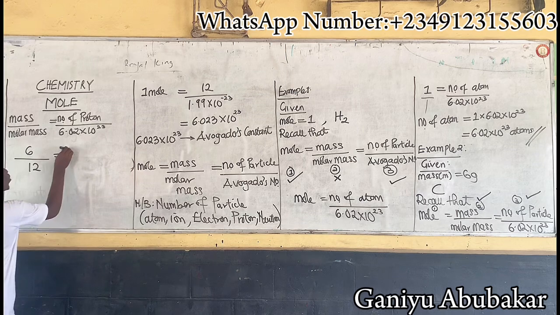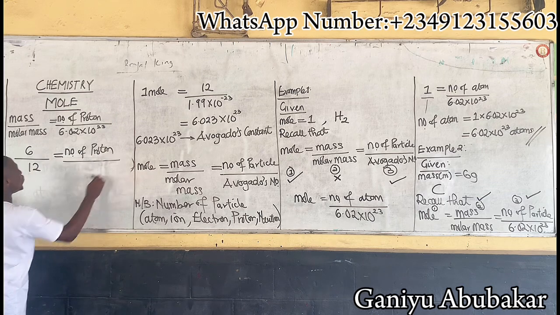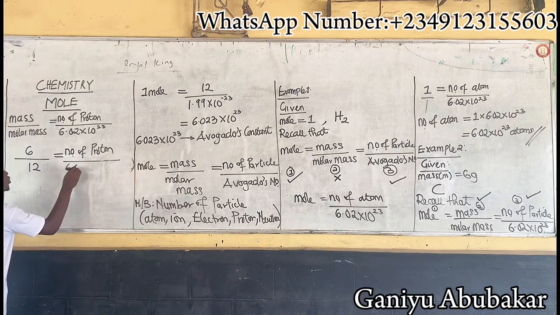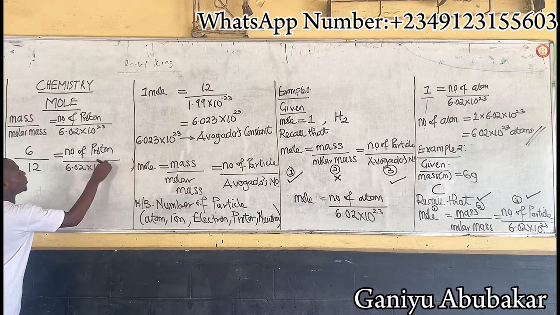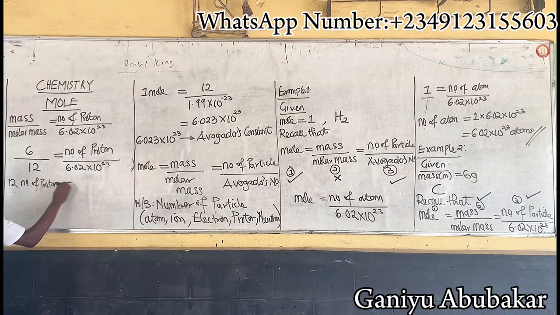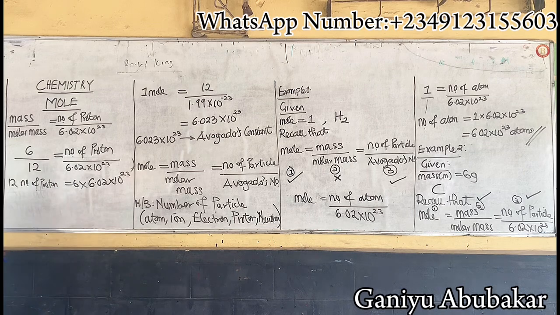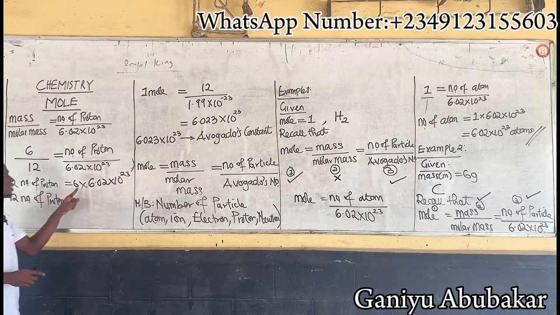The number of protons is what we are looking for. So I have number of protons all over Avogadro's constant, that's 6.02 times 10 to the power 23. Next task is to multiply these two. So I'll have 12 times number of protons is equal to 6 times Avogadro's constant, 6.02 times 10 to the power 23. At this junction, multiply these two.